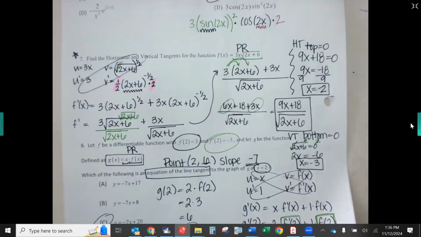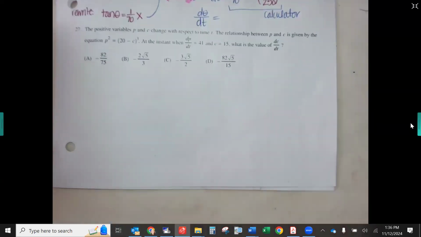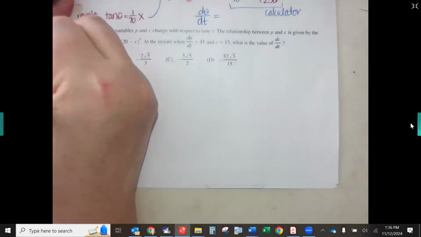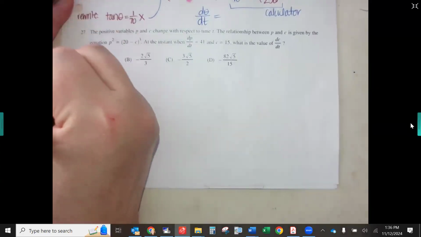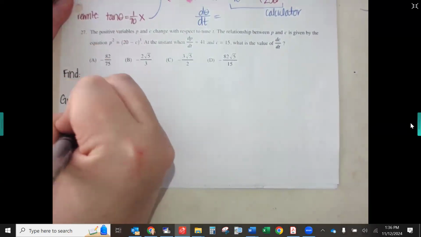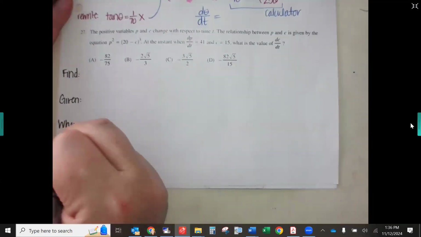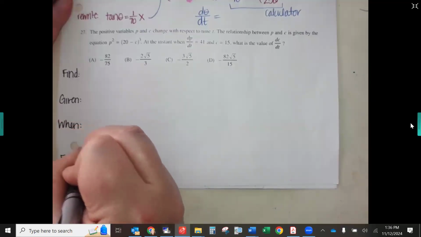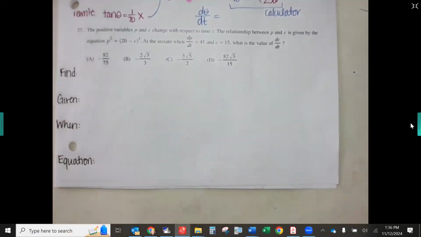All right, I want to do like two more and then I want to take a break and let you kind of work on stuff. Can you skip ahead to number 27 right here? All right, read through it, fill in your find, given when.